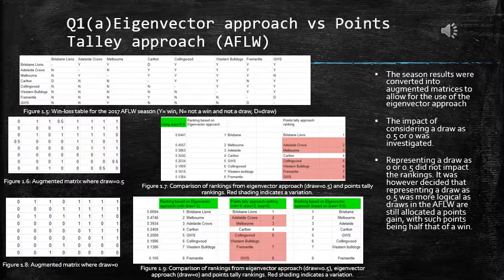With respect to the points tally approach, significant variations were present between the two methods. 6 teams experienced a level of variation as a result of the change in approach. The most significant difference was visible in GWS, who moved up 3 ranks as a result.